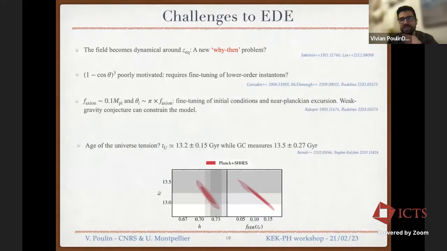But there are many challenges to early dark energy. I've mentioned that the field has to become dynamical right around matter-radiation equality. So this looks like a coincidence problem, a new sort of why-then problem that resembles the why-now problem as to why dark energy dominates about now. Well, we could ask, why did early dark energy start to be efficient about then? And this has triggered a lot of interesting model building in order to make this transition dynamical.